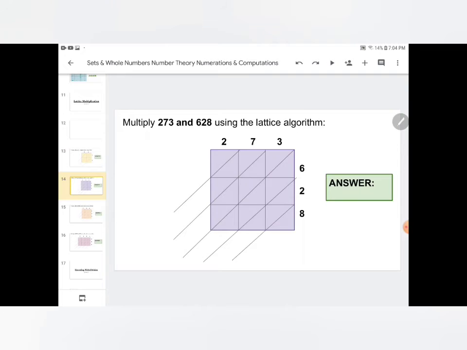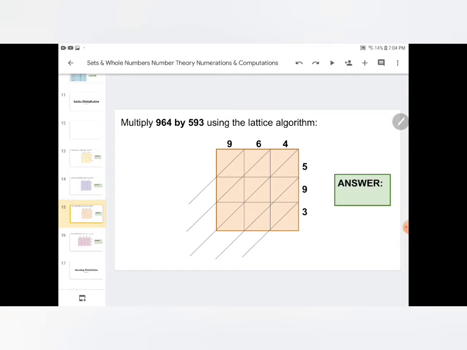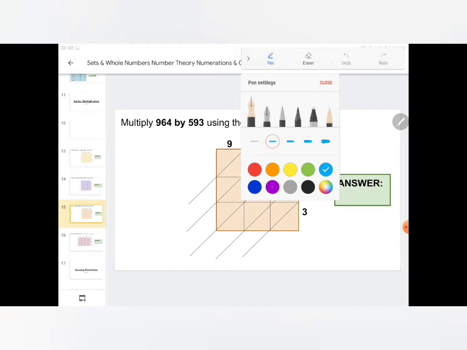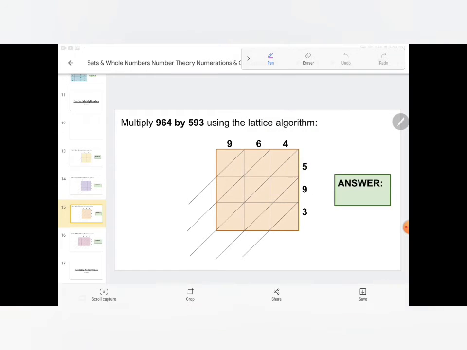Now we're going to move on. We're going to go to our third part of the problem, and we're just going to go ahead and solve for this. In this problem, we're presented with 964 times 593. And we're going to do the same thing that we did last time. I'll pop a new color on there just to have a little fun with it.